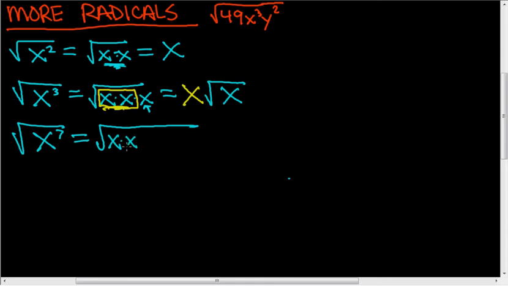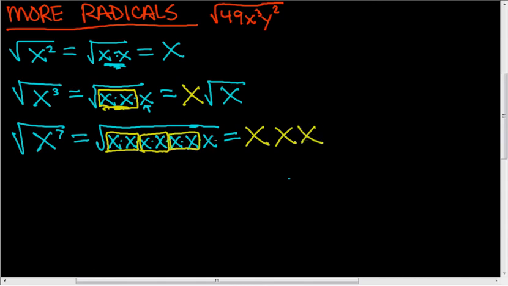Means there's 7 x's inside of a square root. How many are going to come out? Well, how many pairs are there? Here's a pair, so that'll be an x that comes out. And there's another pair of two x's. Well, that's another x. And another pair of x's, that's another x. And then there's one guy left over. He's stuck inside.